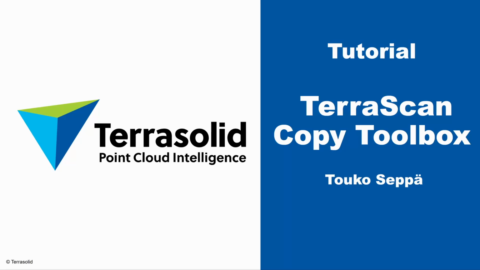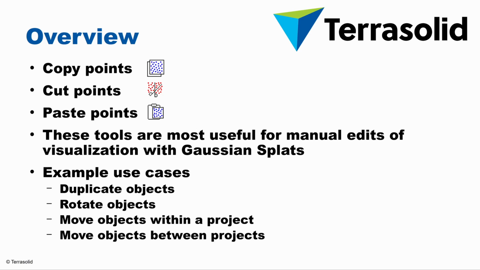Welcome to the tutorial for TerraScan Copy Toolbox. Copy Toolbox contains three tools: copy points, cut points, and paste points. In this video, I am going to show how these tools work and how they can be used. Manipulating point cloud with these tools is aimed to help manual edits of visualization with Gaussian Splats in TerraSplat.